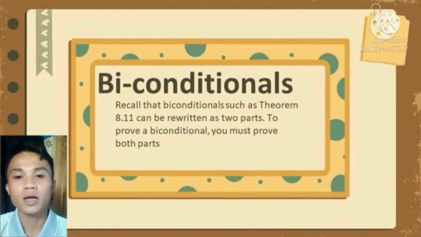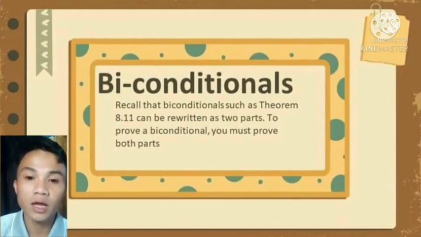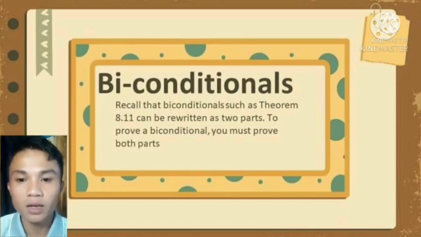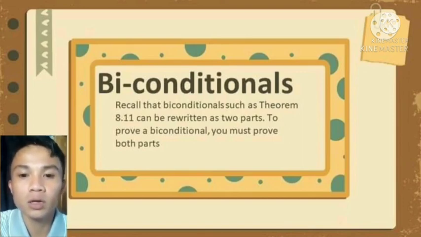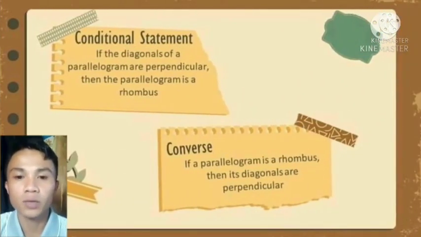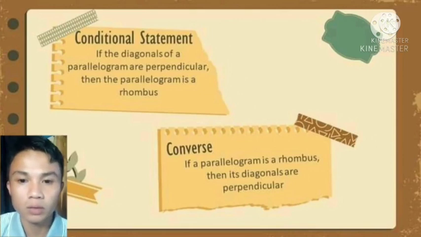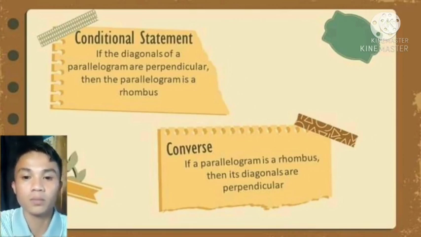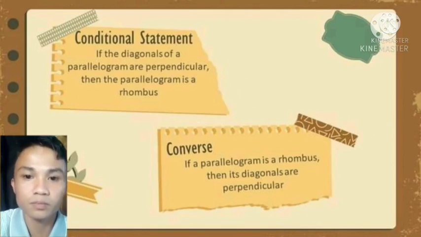So, move on naman tayo sa biconditional. So, let's recall that a biconditional, such as Theorem 8.11, can be written as two parts. So, to prove a biconditional, you must prove both parts. So, a conditional statement: if the diagonals of a parallelogram are perpendicular, then the parallelogram is a rhombus.